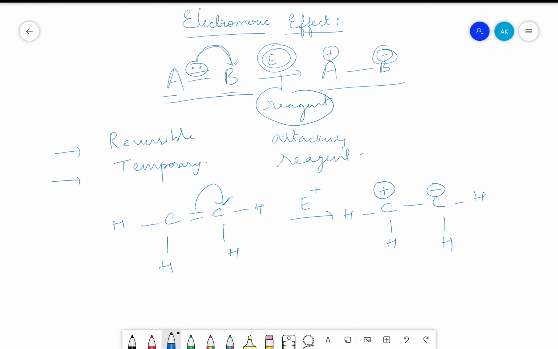The curved arrow, which is represented here, shows the displacement of pi electrons. Displacement is nothing but movement. So the curved arrow represents displacement, the movement of pi electrons.